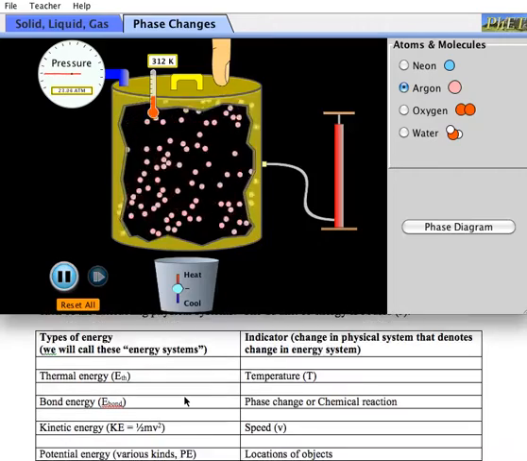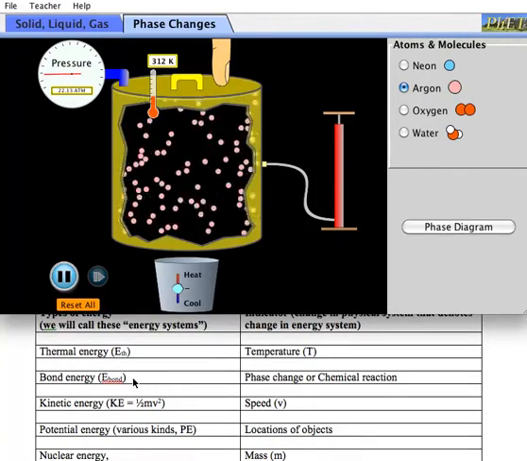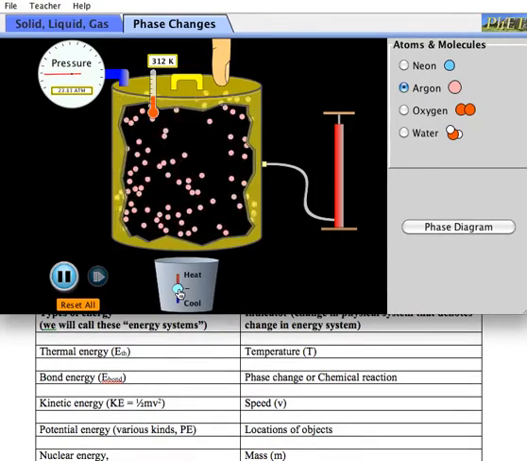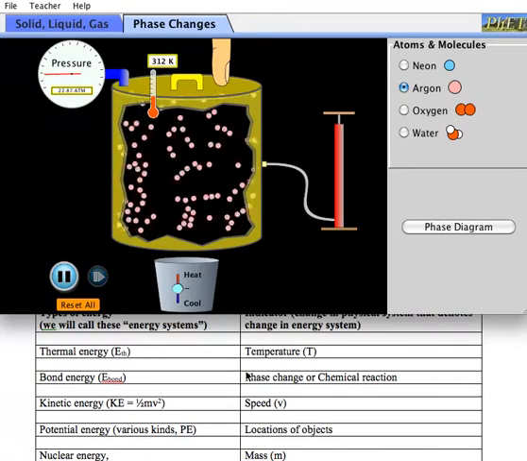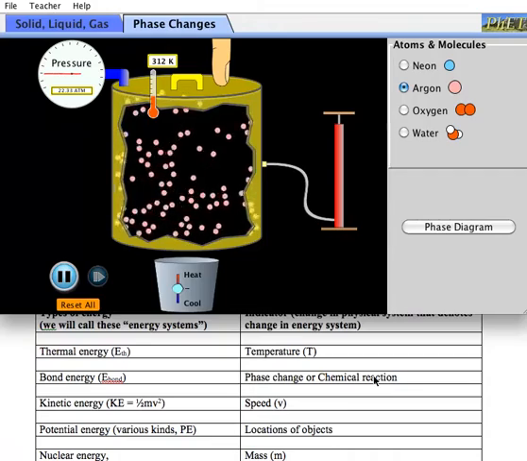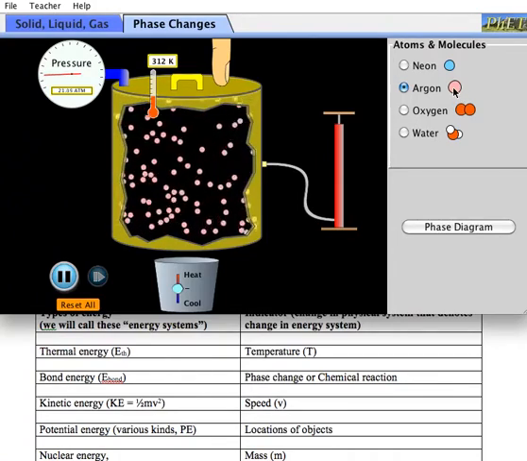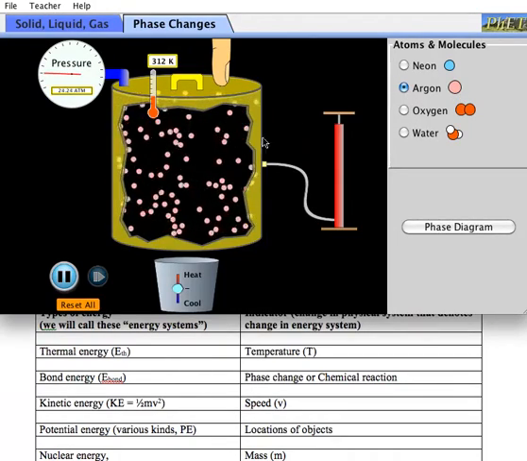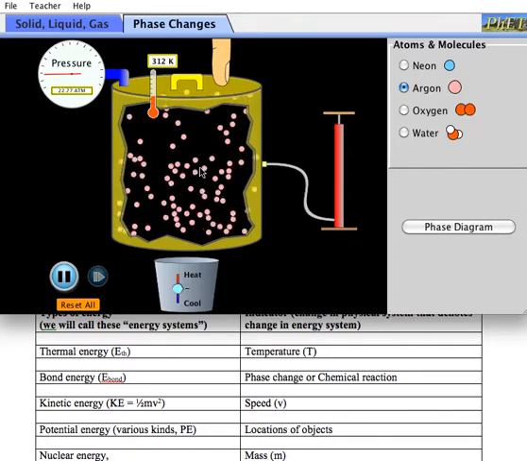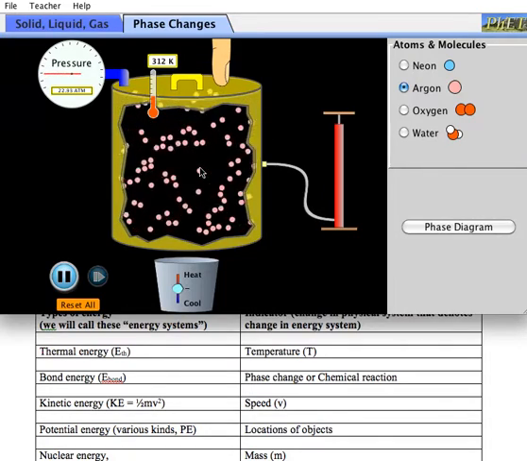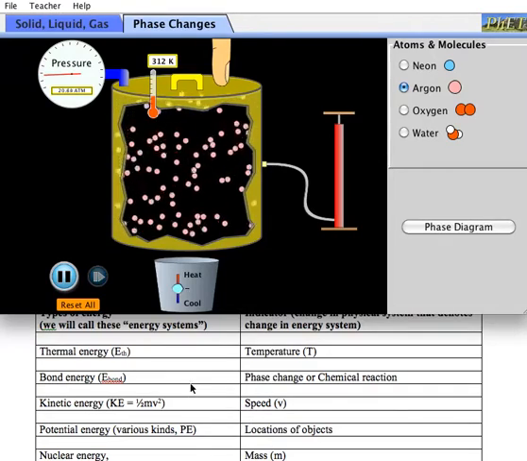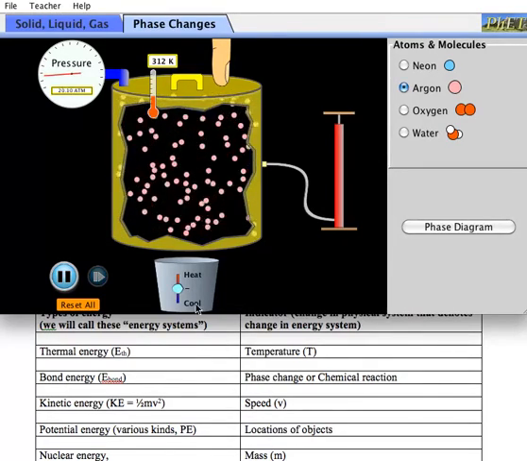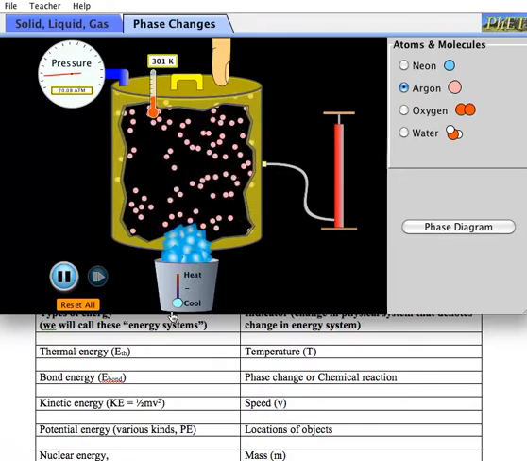Now, other kinds of energy, bond energy, chemical bond energy. Can I change chemical bond energy? Well, that happens when you get a phase change or a chemical reaction. Now, I happen to be using argon. Argon's an inert gas, and so there isn't going to be a chemical reaction that's all that interesting. There isn't going to be a chemical reaction, but I could get a phase change.